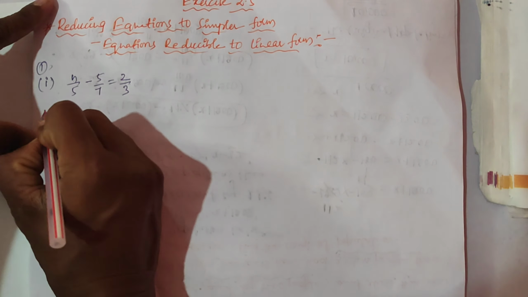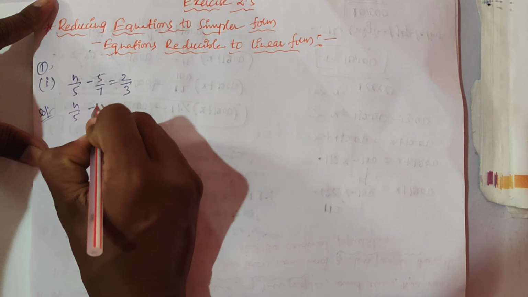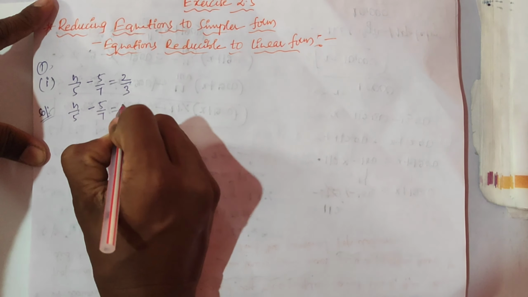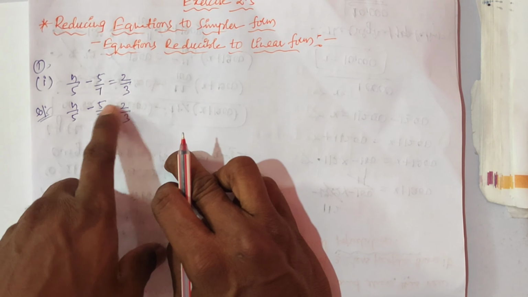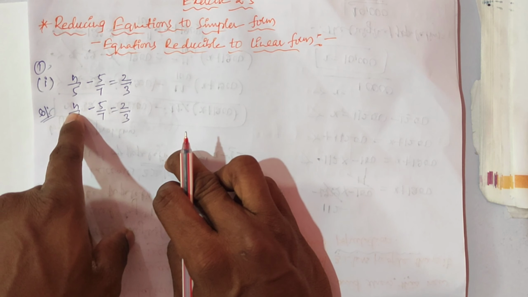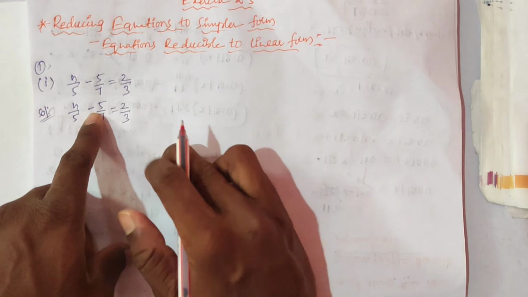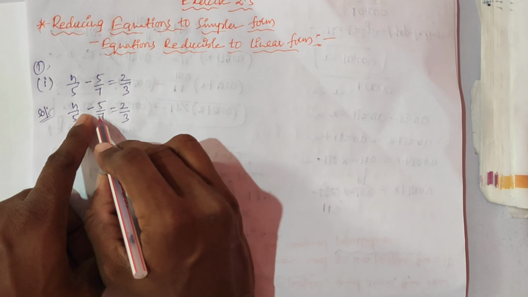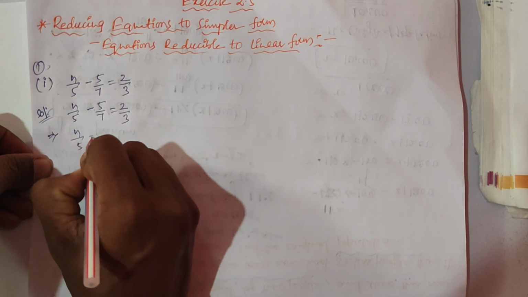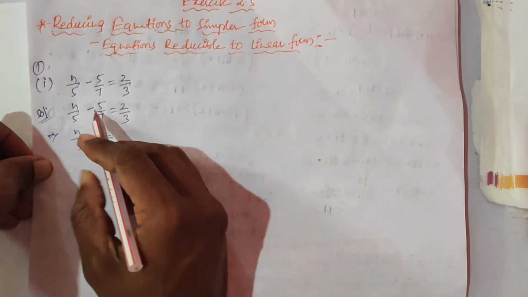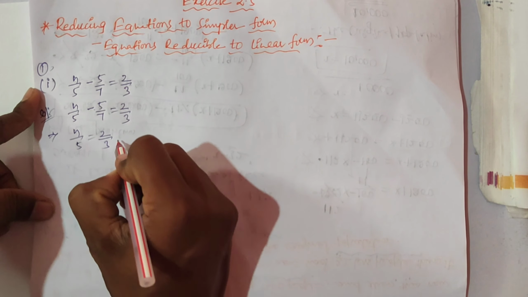Okay. First we will write the given question. n by 5 minus 5 by 7 is equals to 2 by 3. If you observe clearly, these two are the constants and here it is a variable. To find the value of n, we should transpose the minus 5 by 7 to the RHS side. This implies n by 5 is equals to 2 by 3. If you transpose the minus 5 by 7 to the RHS side, minus quantity becomes what?